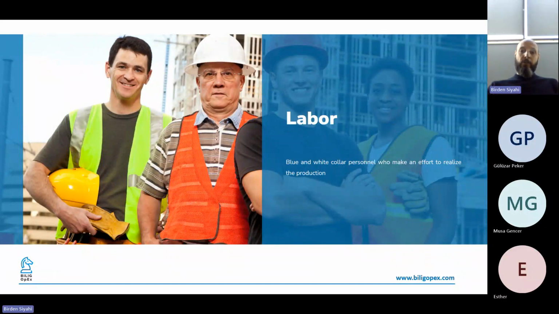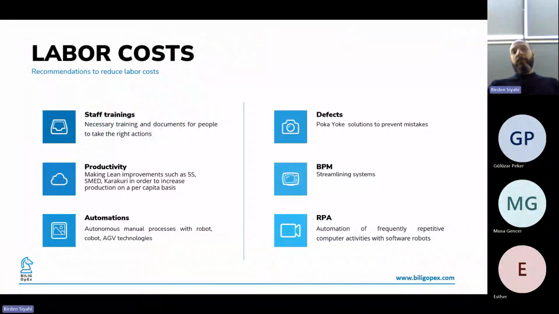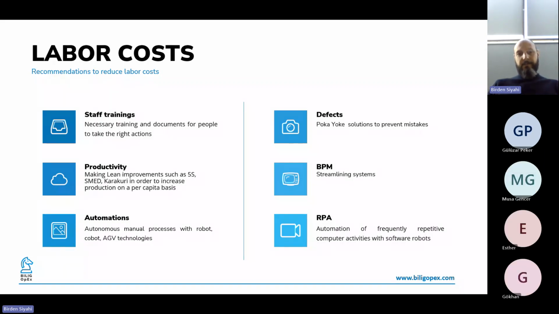So it's also blue collar and white collar personnel that are working for your company. What we can do is first, of course, trainings. I mean, we need to train our people to do their job in the highest ability. So we need to take actions to give the necessary trainings and documents to those people. That's a fundamental thing you need to do. That's an ISO 9000 rule, actually, a regulation.